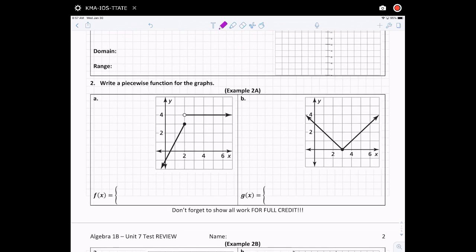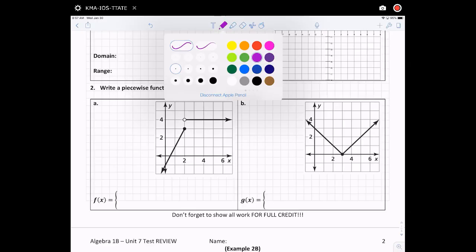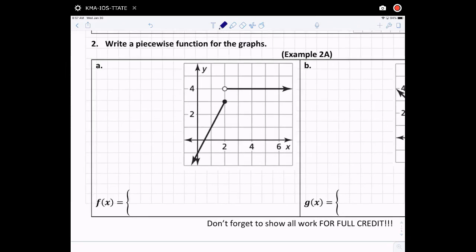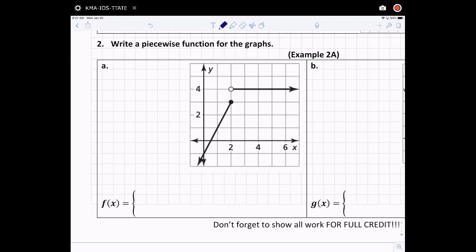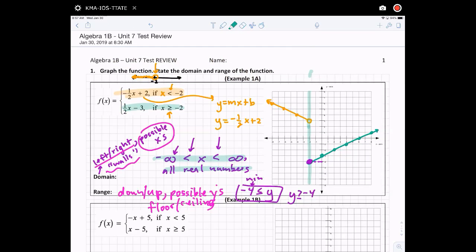Alright, so now we have kind of the flip. We have the graph and we need to write the piecewise function. Okay? Let's do at least A, and then if we need to do B, we'll do B. When I do a problem like this, I like to think about, kind of like when we were graphing, when we looked at this one here, and we kind of highlighted this line right here to help us think about where does it break off, or where does the graph change up.